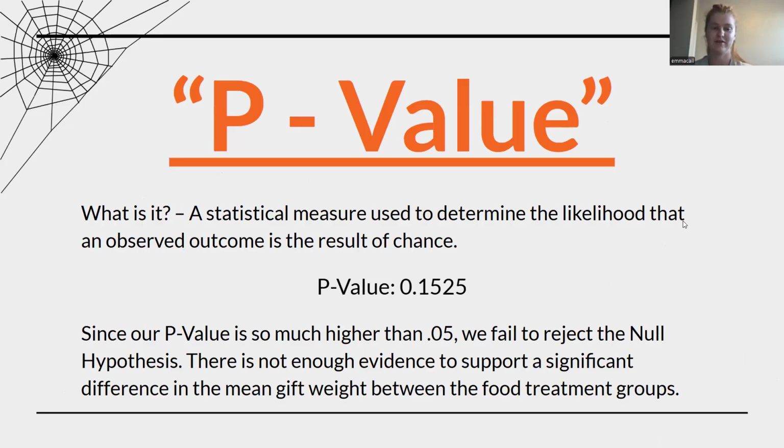And so a p-value is a statistical measure used to determine the likelihood that an observed outcome is the result of chance. And our p-value was 0.1525, so around 15%. And since our p-value is so much higher than our alpha, 0.05, we failed to reject the null hypothesis, which means that there's not enough evidence to support a significant difference in the mean gift weight between the food treatment groups.